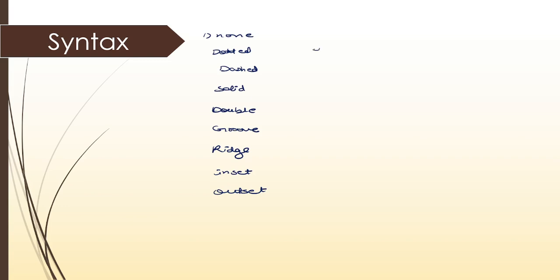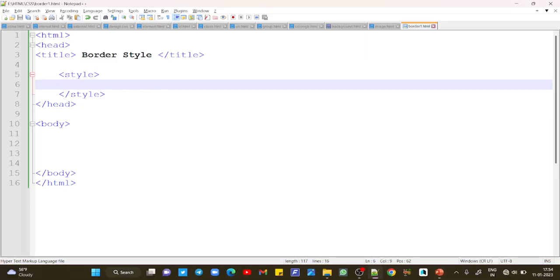For these types, you can write your H1. For example, this is my style section. You can write it as H1, then border-style, then colon, and let's say dotted, like this. And for another element like H2, if you want to give it another style, you can use it like double, semicolon, and close this. So this is the process. This is how you can make use of border style properties. So let's move to the practical part.